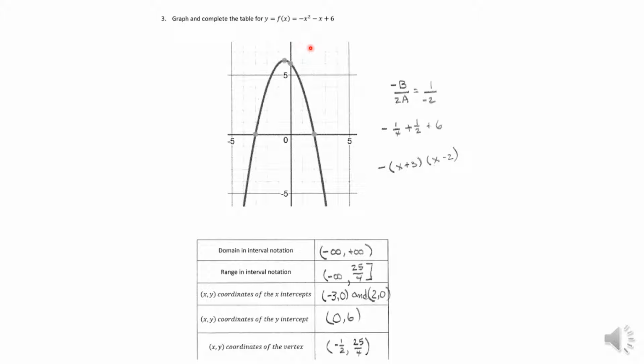Here is a quadratic graph, and you know that it opens down, and you can use the vertex formula to find out the coordinates of the vertex and learn that the vertex is minus 1/2 and 25/4, and this will allow you to fill out all of these other things. You can use the quadratic formula or factor it to find the x-intercepts.